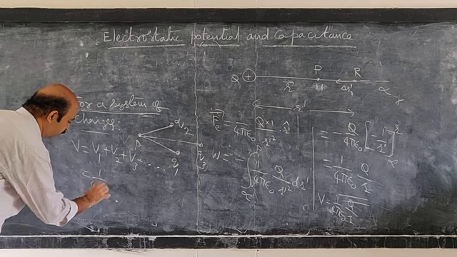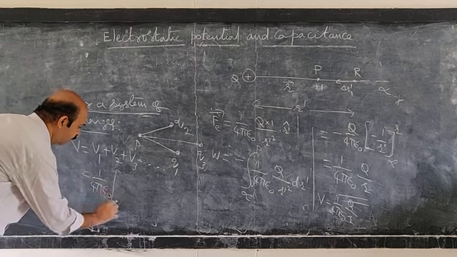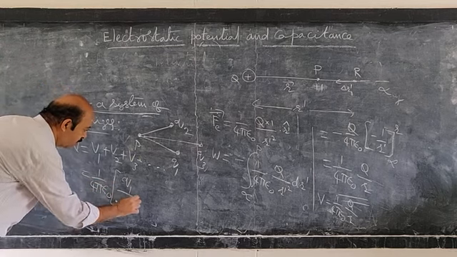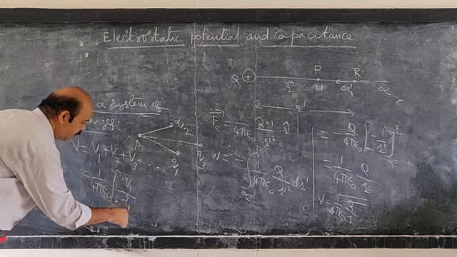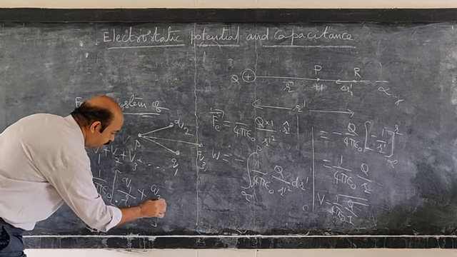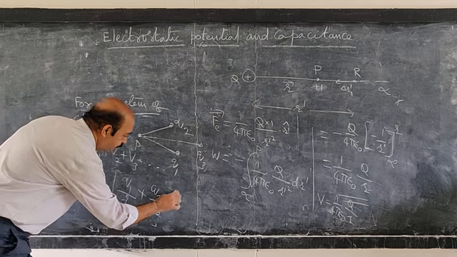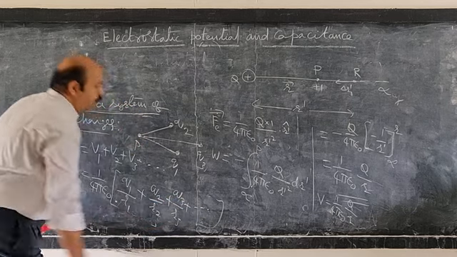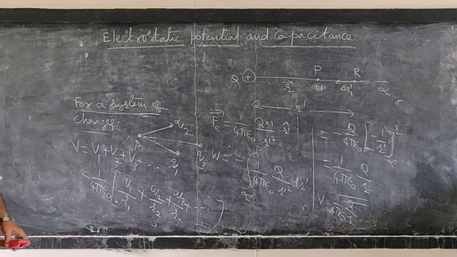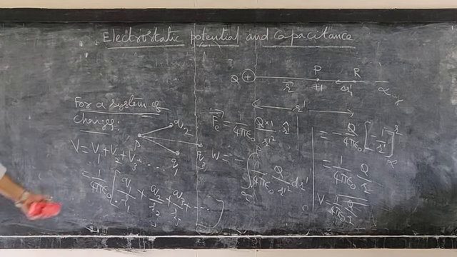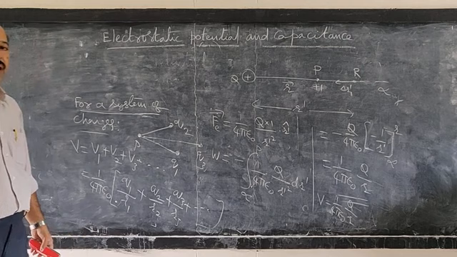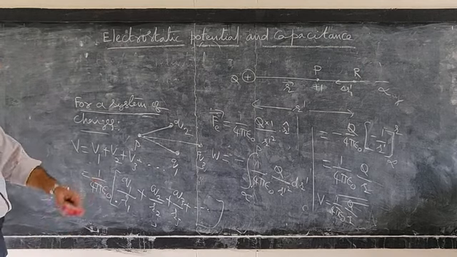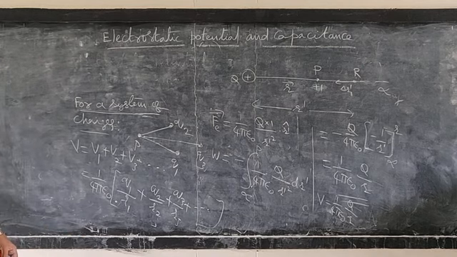This 1 by 4 pi epsilon naught is common. Then you will write Q1. Suppose this distance is R1, and for the second charge, say R2. For the third charge, say R3, and like that you go on putting proper signs. So for a system of charges, the electric potential at a point can be calculated using the superposition principle.